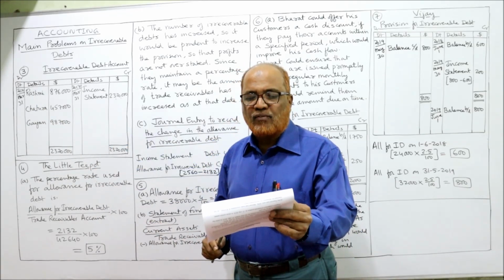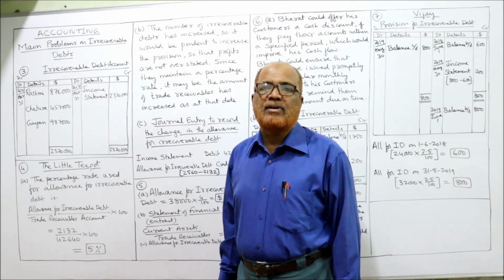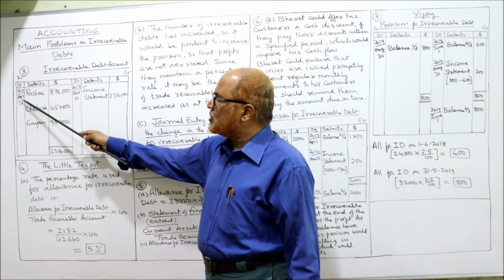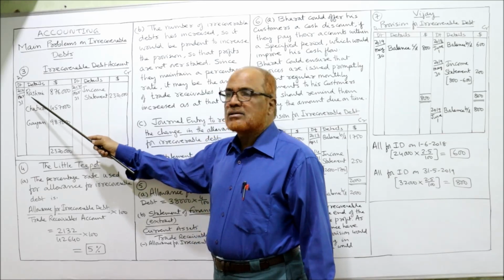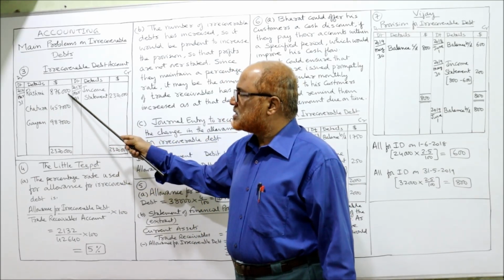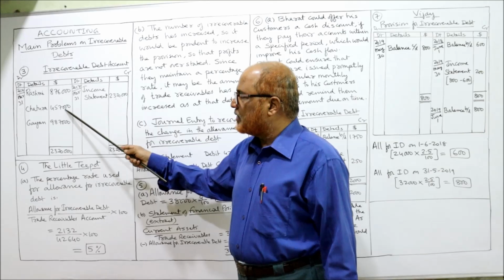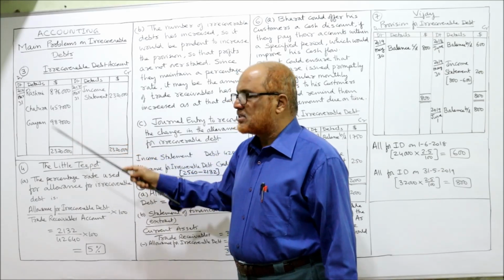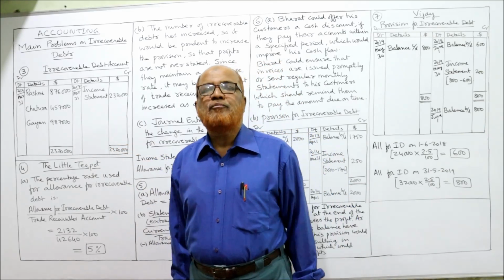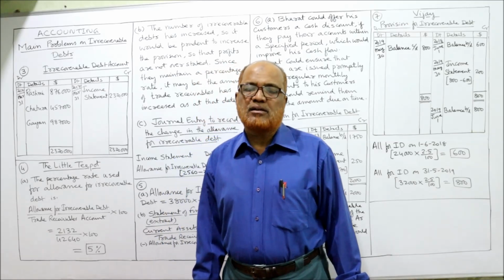2017. She is writing off on 31st March 2017. So 31st March 2017, the three customers are Rashmi 876,000, Chatura 457,000, Gyan 987,000. This is the entry we have posted, irrecoverable debt.